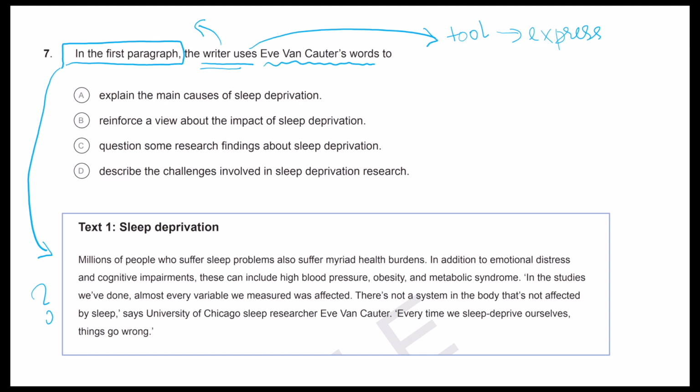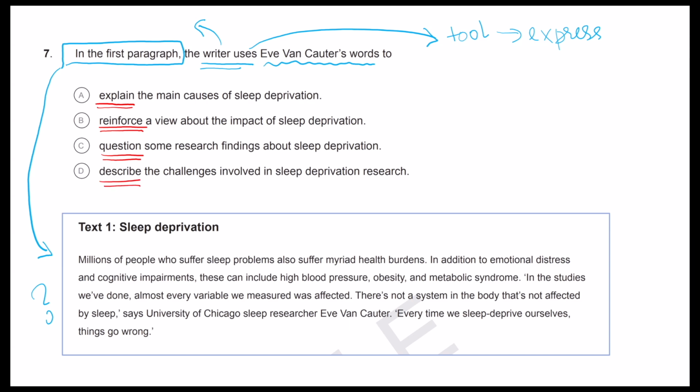Now, once we've read the question carefully, our step number 2 and tip number 2 is read the answer options in detail. So let's look at option A, B, C and D one by one. And as we read the answer option, make sure you underline the key terms. So for option A, let's look at the first word, explain. That's a verb. That's important. What is the first word in option B? Reinforce. Option C, question. And option D is describe.